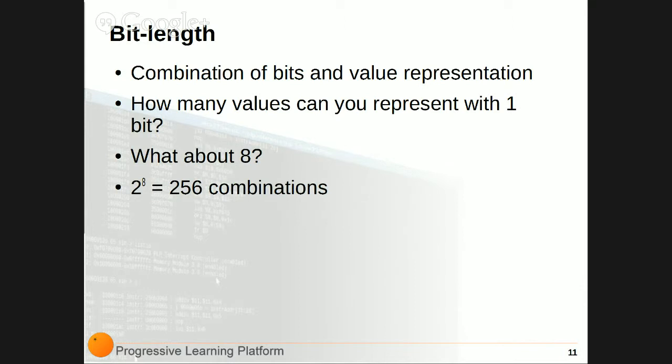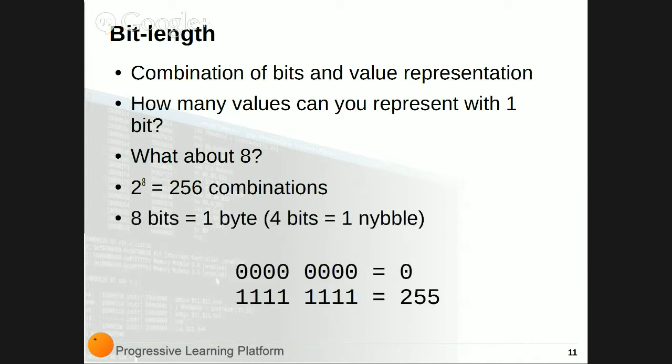But if I want to represent a number, let's say an unsigned integer, what is the range of numbers I can represent with 8 bits? Unsigned? 0 to 255. Yes. So unsigned, you go from 0 to 255. What if I want to represent 500? Is it possible with 8 bits? No.